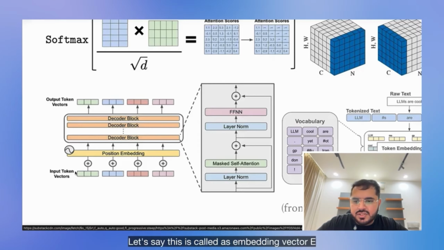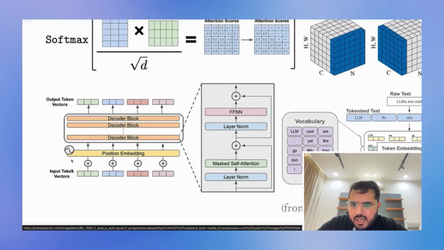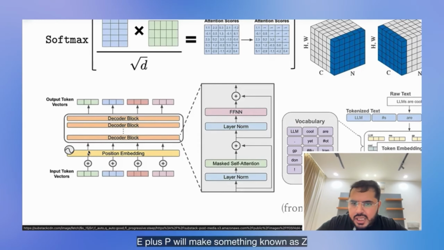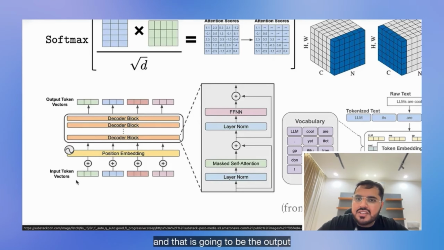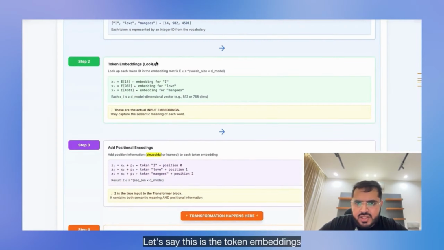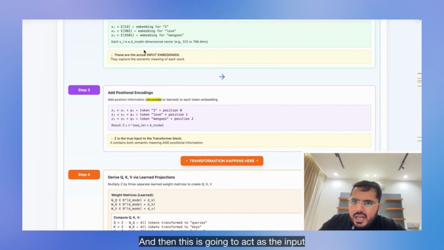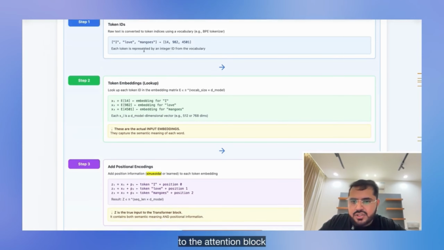Let's say this is called embedding vector E, and this is called embedding vector P. E plus P will make something known as Z, and that is going to be the input to the attention block. This is the token embeddings, this is the positional embeddings. We add both of these vectors. This is going to act as the input to the attention block.